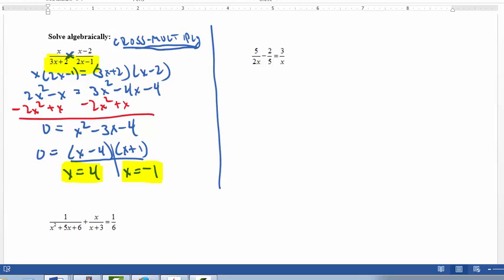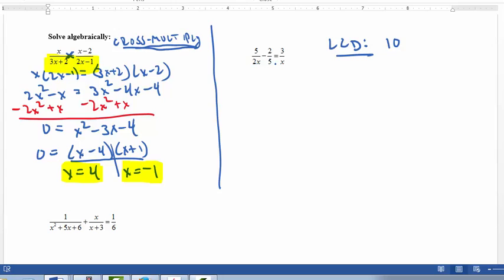Okay, now the second one is the first one we have to worry about LCD, right? Because this isn't just fraction equal fraction. So when it's not just fraction equal fraction, you have to find the LCD and then multiply each term by the LCD. So in this case, I've got a 2x, a 5, and a 10x. So with 2 and 5, the LCD would be 10.